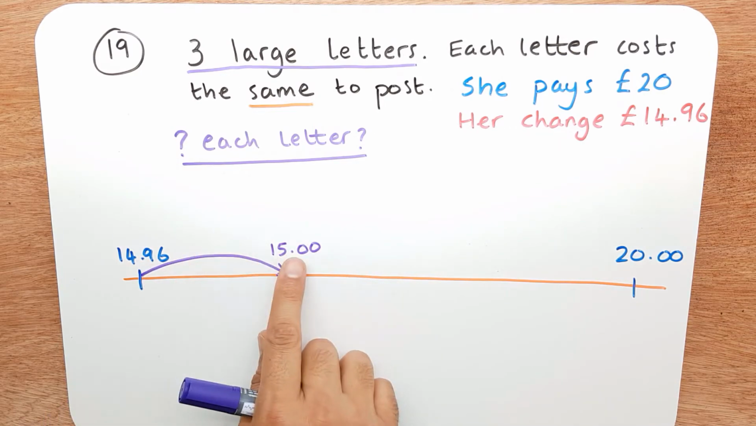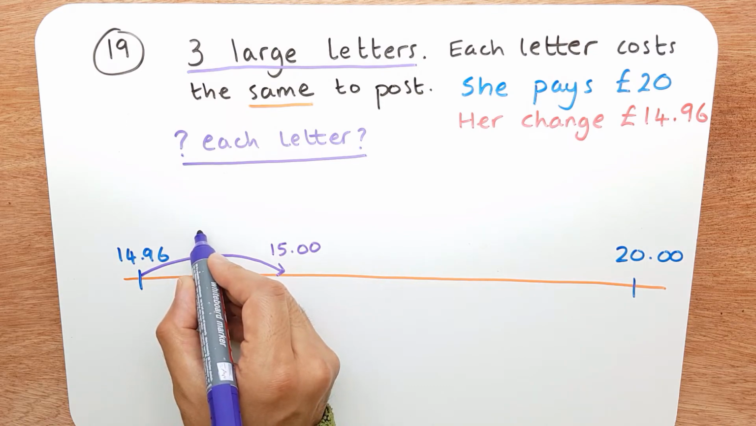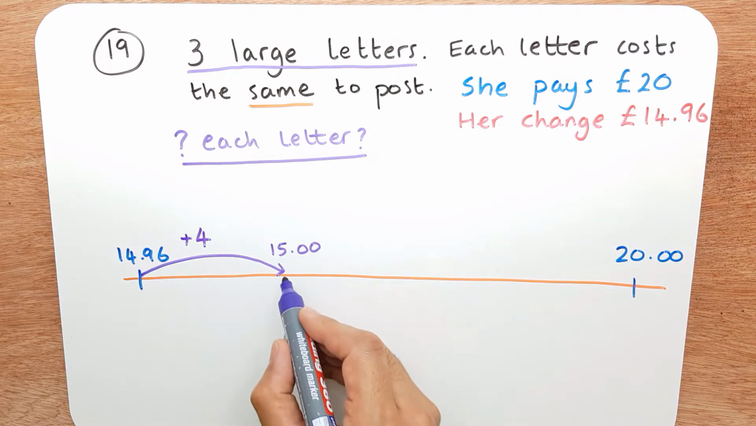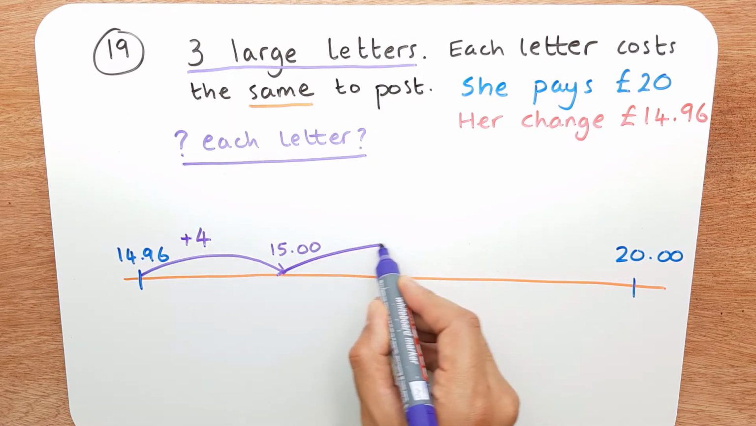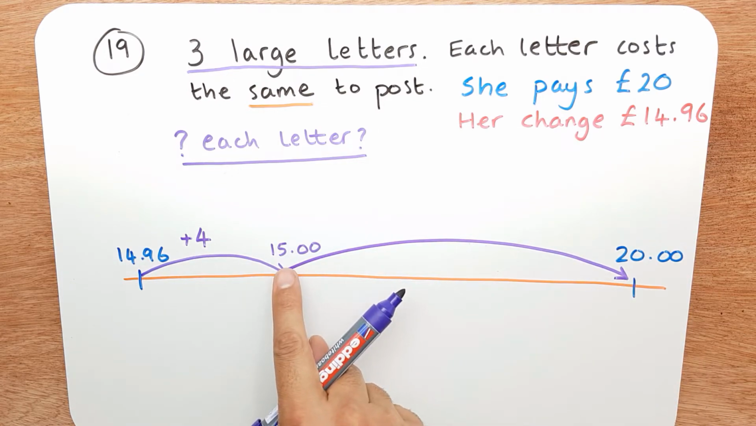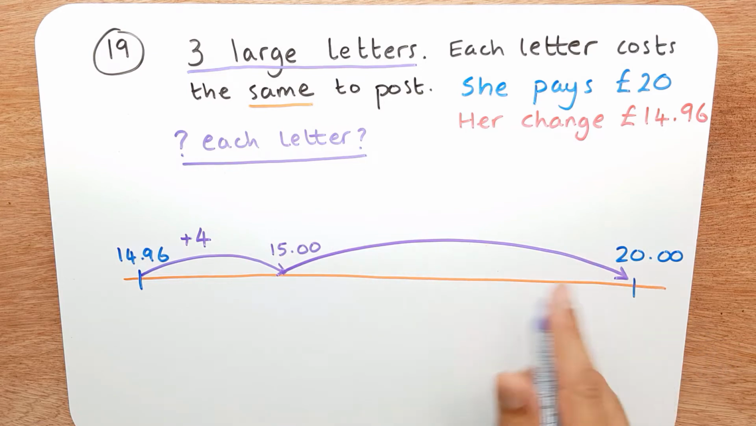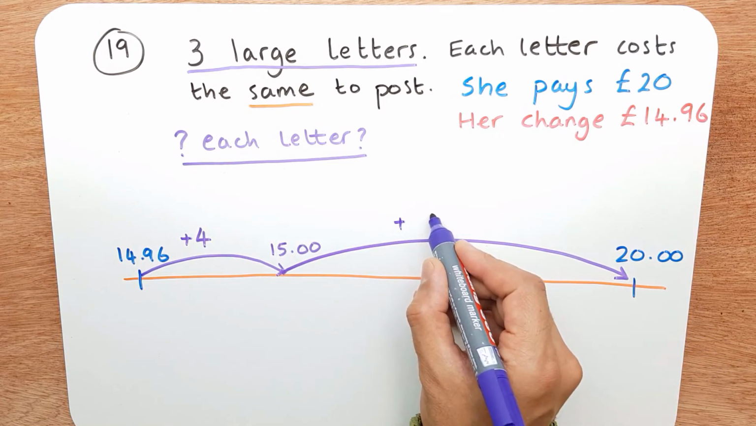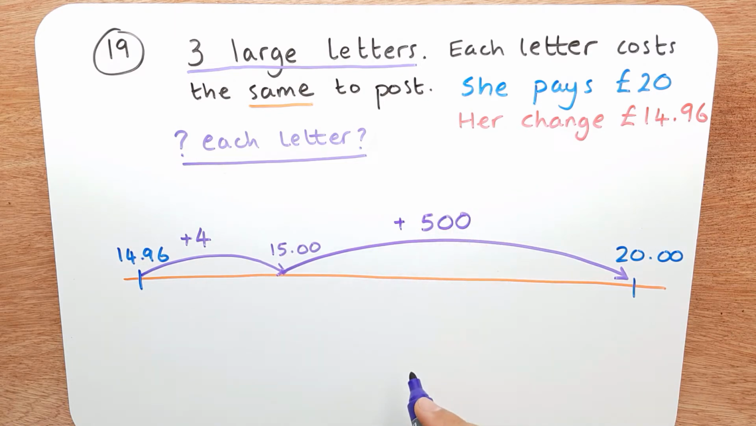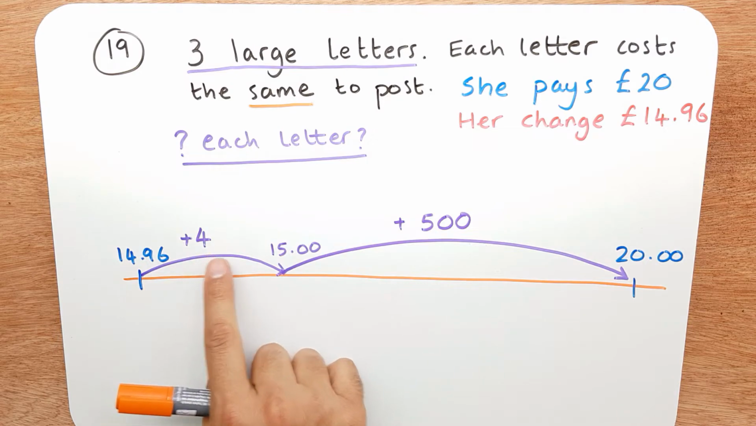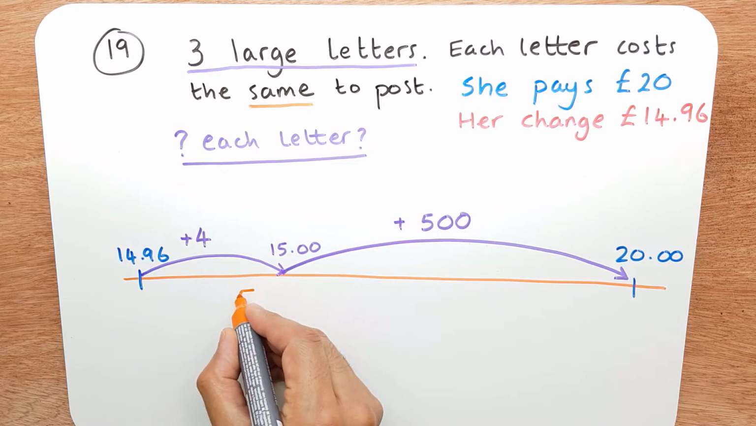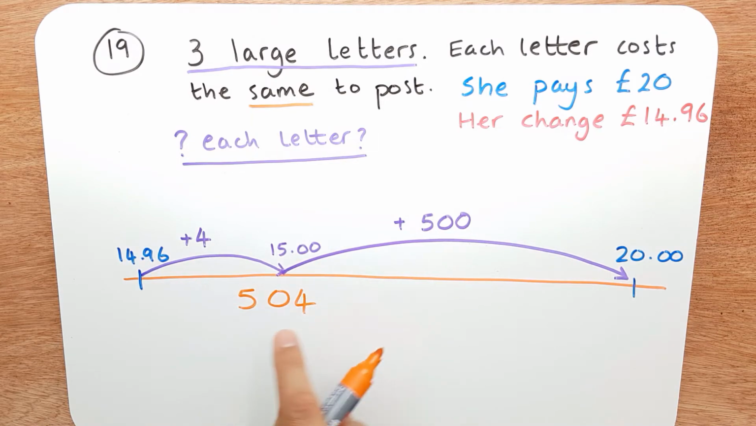Now, how much did I add there? I added 4 pence. So we'll write plus 4. Now, I'm going to go from 15 all the way to 20. So from £15 to £20, I am adding £5. So I can write that as 500 pence. Now altogether I've added 4 pence plus 500 pence, which is 504 pence.